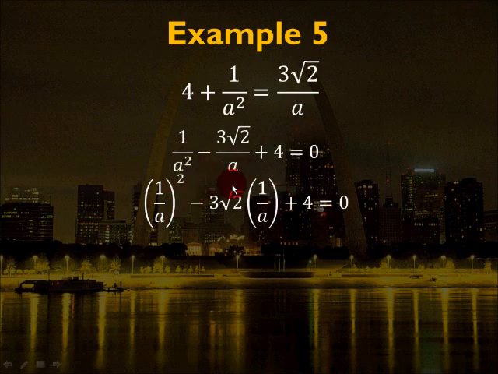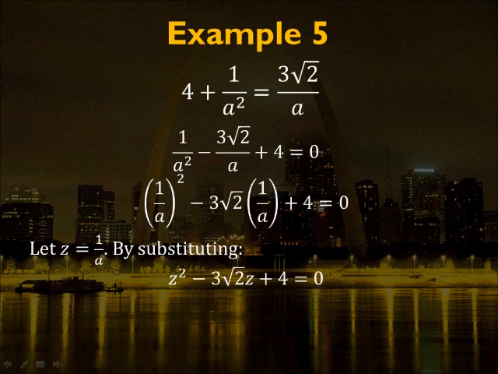The middle term is just 3 radical 2 times 1 over a plus 4 equals 0. And this gives you a good idea what you need to substitute for. So z is going to equal 1 over a. Now you just plug in z for 1 over a to get z squared minus 3 root 2z plus 4 equals 0. Well, we can't really factor this because you don't have integer coefficients, so we're going to use the quadratic formula.